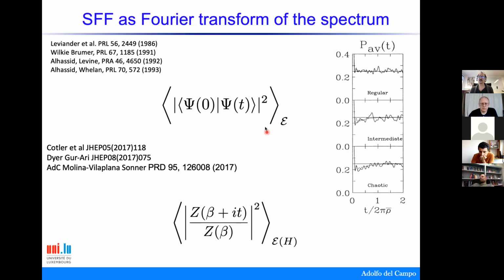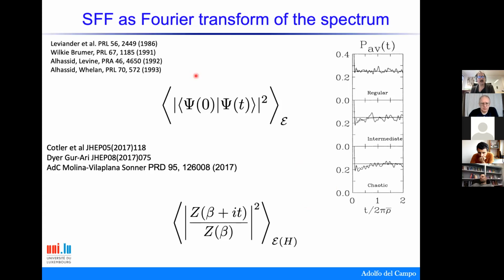People already realized that this quantity has important features depending on whether the system is integrable or chaotic. In particular, if it is chaotic, you expect that this quantity, which is a probability, decays from unit value. It has a dip, and then there's a ramp and a plateau. I don't know how much you can see from these pictures at the right of the slide, but I will show more.